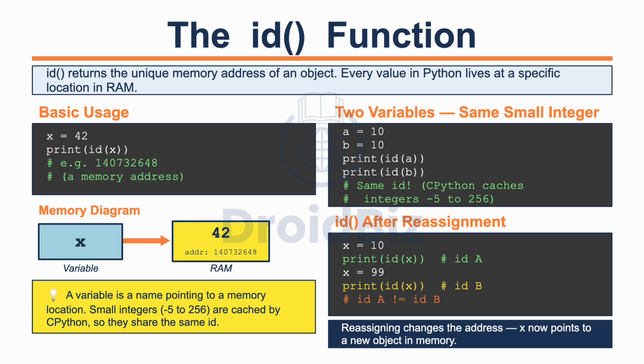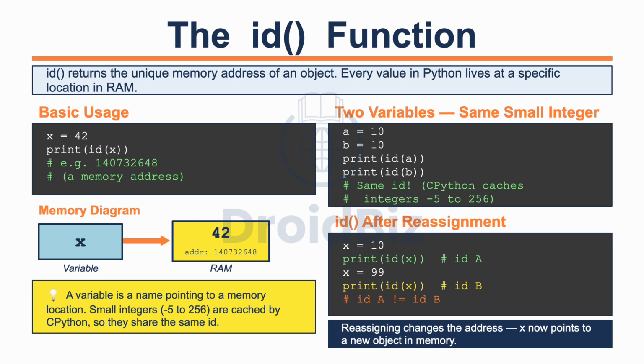Let us see a basic example. Write x = 42. Then write print(id(x)). When you run this, Python prints a large number. That is the memory address where the value 42 is stored. Look at the memory diagram. The variable x is just a name. It does not hold the value 42 directly. Instead, it points to a location in RAM where 42 lives. The id function shows you that address.